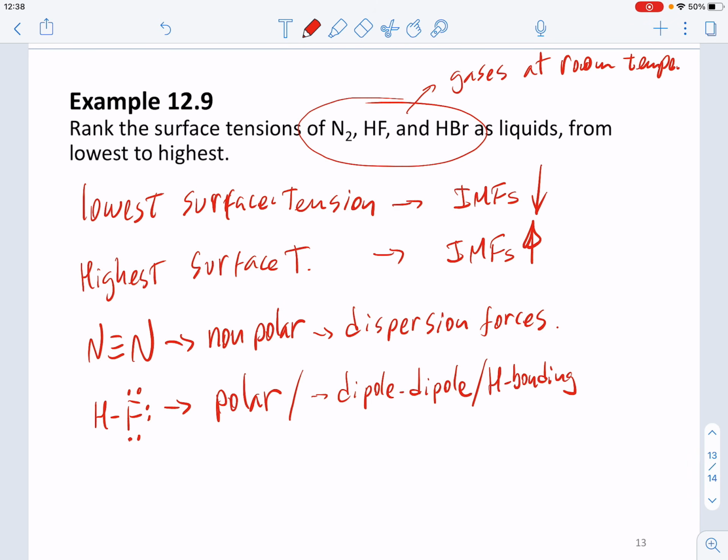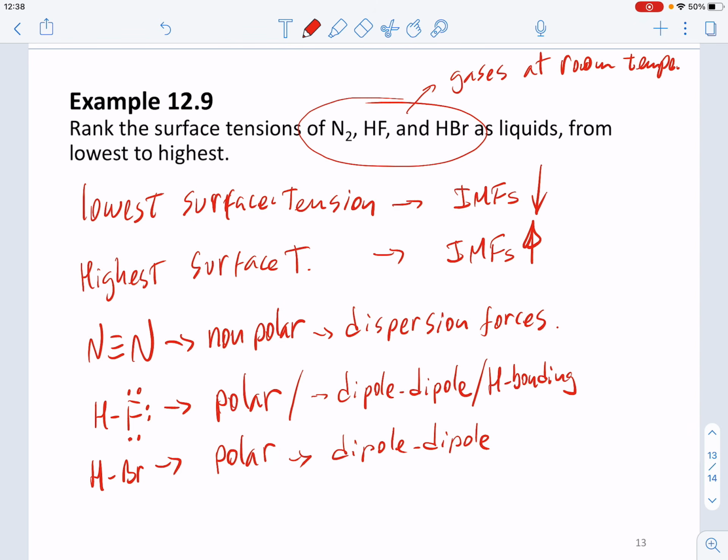It would be stronger. And when we go to HBr, then this molecule is polar. You have hydrogen, but you don't have oxygen, nitrogen, and fluorine, so there is no hydrogen bonding. Therefore, there is dipole-dipole interactions only in this molecule.